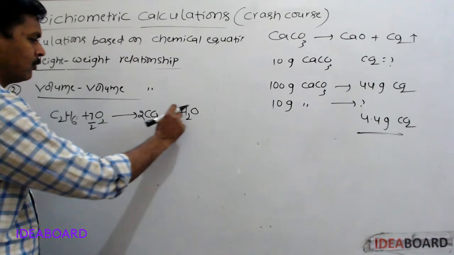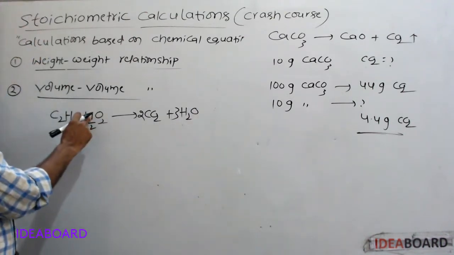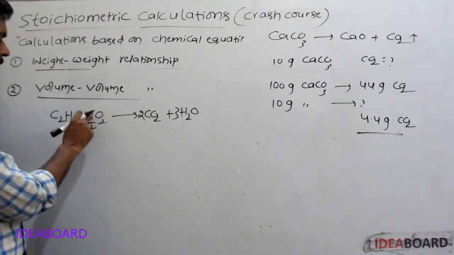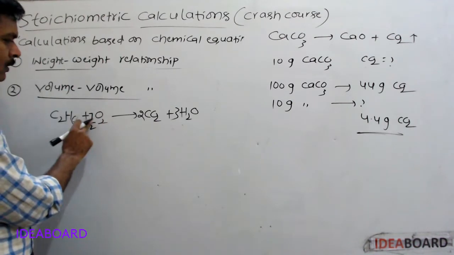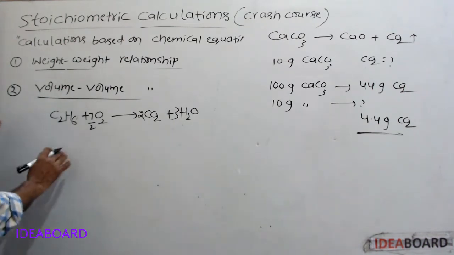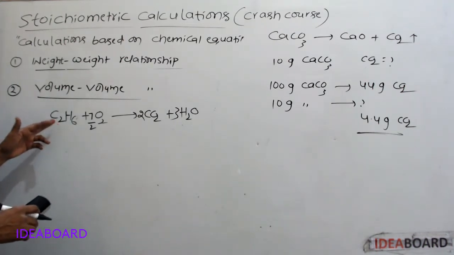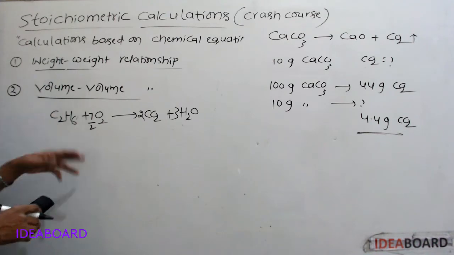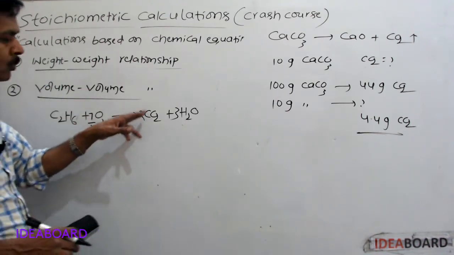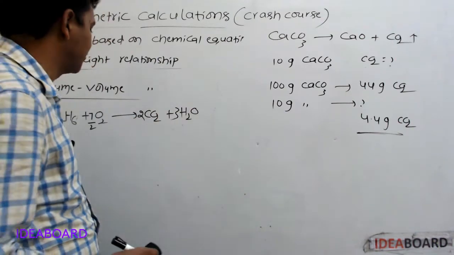4 plus 3, 7 moles of oxygen atoms. If you take 7 moles, then 14 moles of oxygen atoms are present. If you take 7 by 2, then 7 moles of oxygen atoms. Everything is balanced. So here 1 mole of ethane on combustion with 3.5 moles of oxygen gives 2 moles of CO2 and 3 moles of H2O.